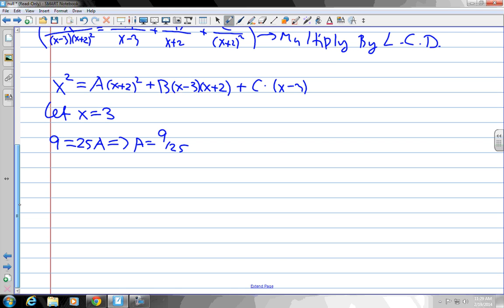Well, good. We got that. What else should I let my x equal to? -2. Let x equal -2. Then a's and b's are gone. I can still find c. If I plug -2 for x, I'll get 4 equals -5c. So c equals -4/5.